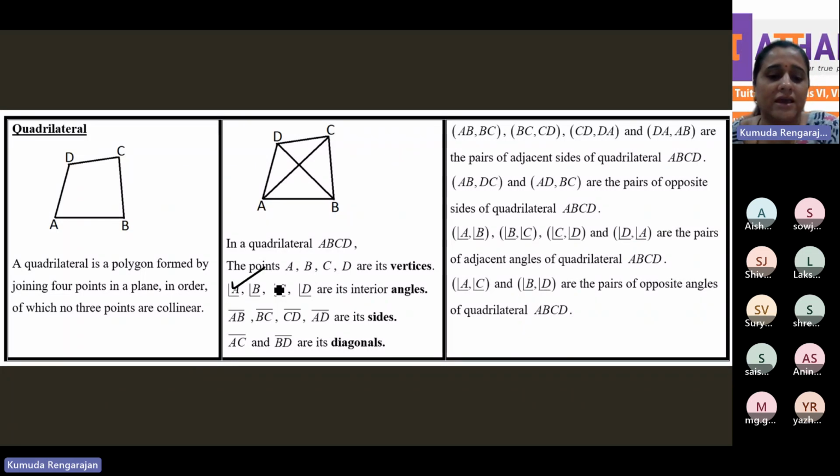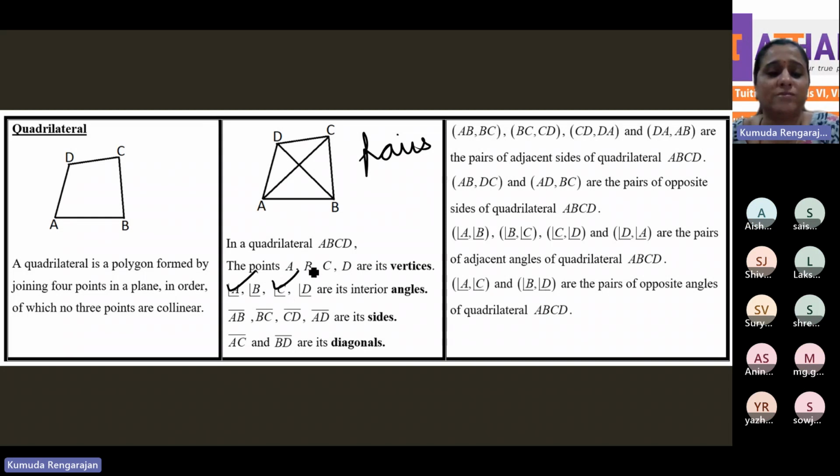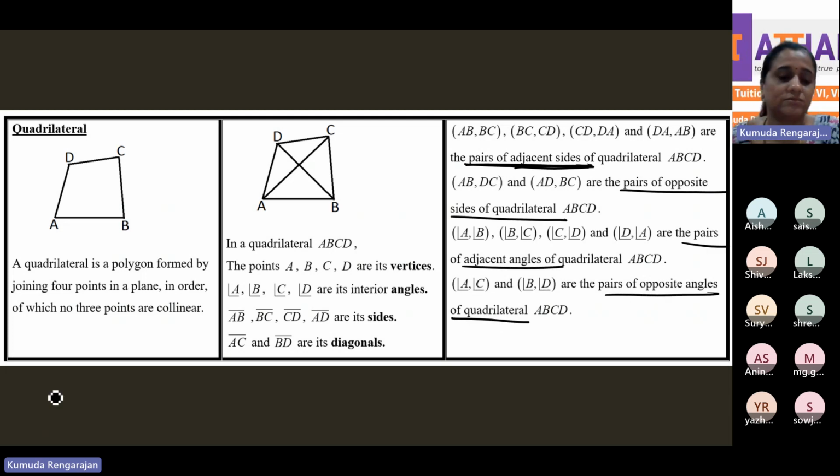Opposite angles: angle A and angle C are opposite angles. Angle B and angle D are opposite angles. If you have to mention the pairs of opposite angles, angle A and angle C is one pair, and the other pair is angle B and angle D. So we have pairs of adjacent sides, pairs of opposite sides, pairs of adjacent angles, and pairs of opposite angles.